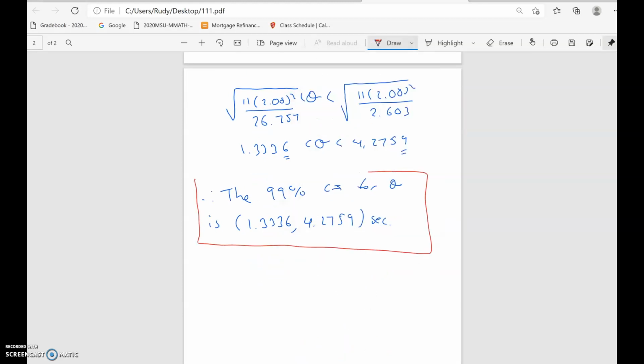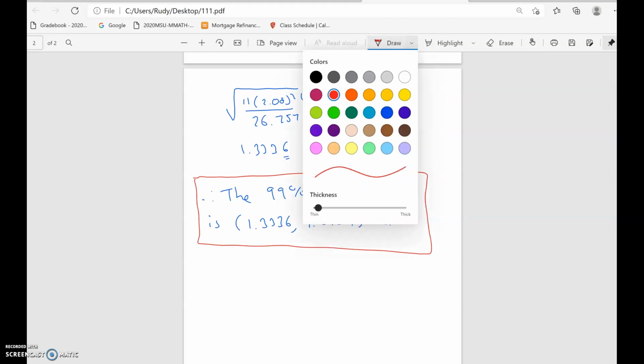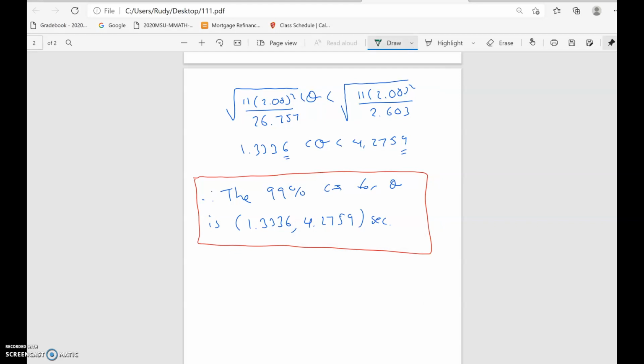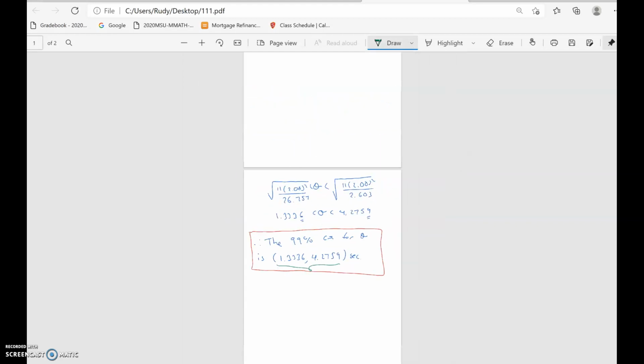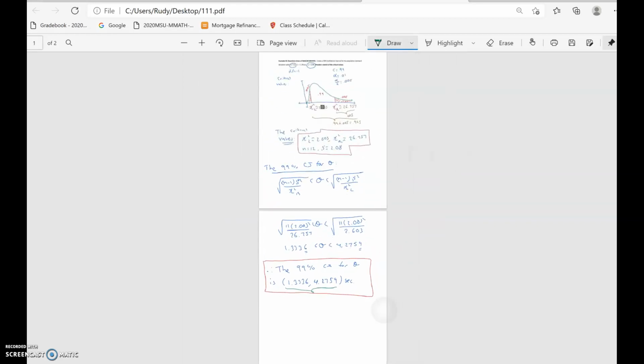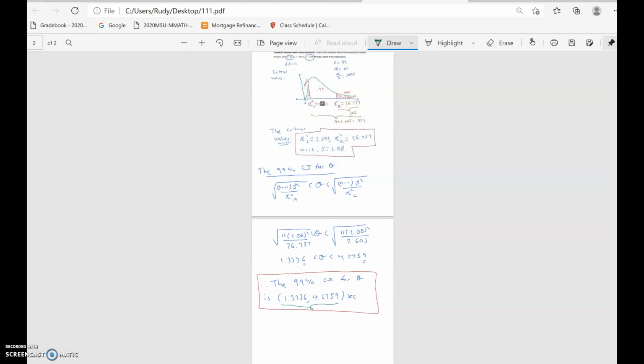Remember that your final answer has to have the interval. In this case, your interval is expressed here. So we're saying that the population standard deviation is likely to be within those two values with a 1% error. In this case, alpha represents your error. That's actually it for this one.